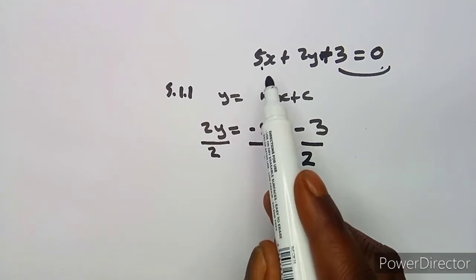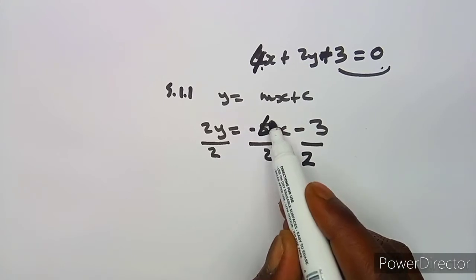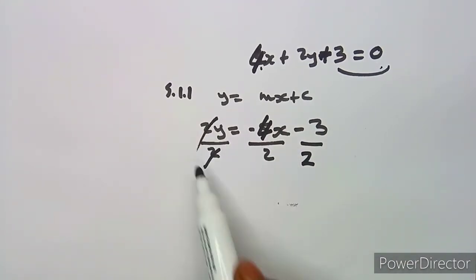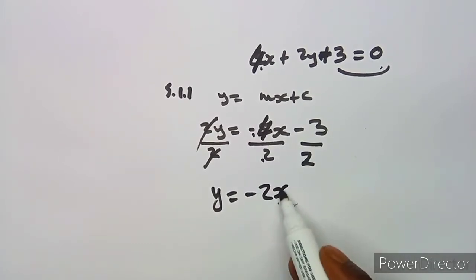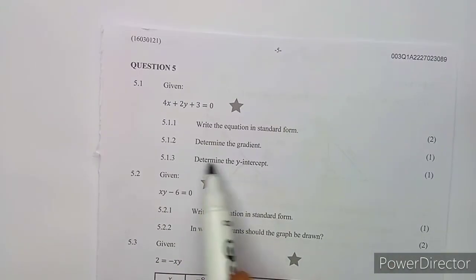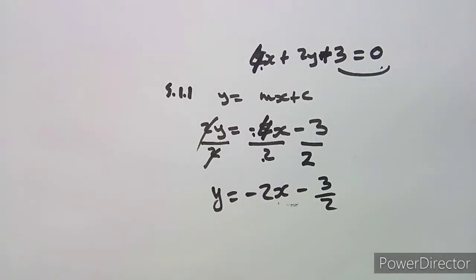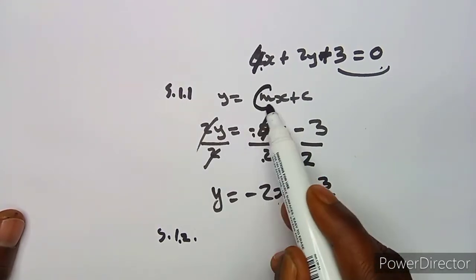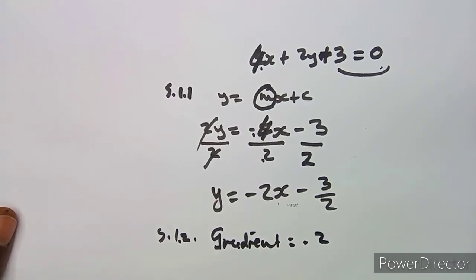So this is 5x, guys, not 4x. All right, so this is going to be y is equal to minus 5 divided by 2, which is minus 5 over 2 x minus 3 over 2, like that. So that is the standard form. Then determine the gradient from that. Remember, guys, once you write in this format, m is the gradient. So m here is minus 5 over 2, so the gradient in this case is minus 5 over 2.